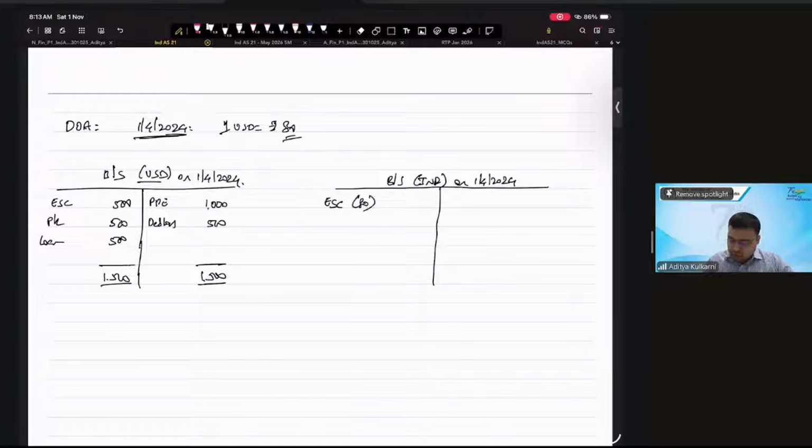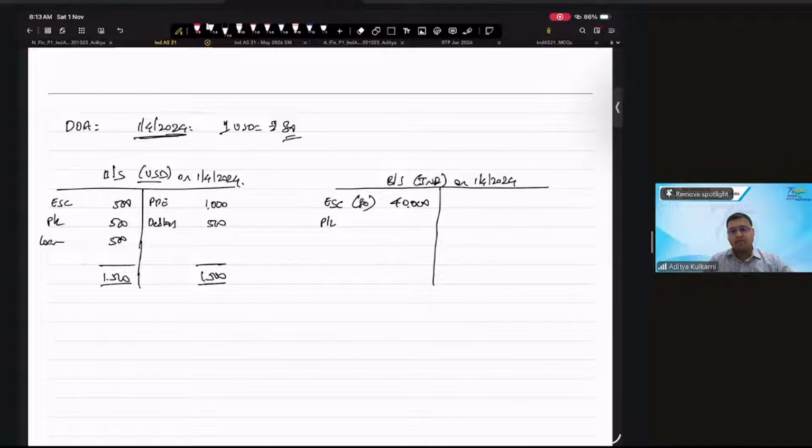So equity share capital 80, so 80 into 500, 40,000. Correct? P and L. This 500, is it in existence on the date of acquisition? Answer is yes. You purchased on 1st April 2024, reserves were already there. So this becomes what? Pre or post acquisition reserve?